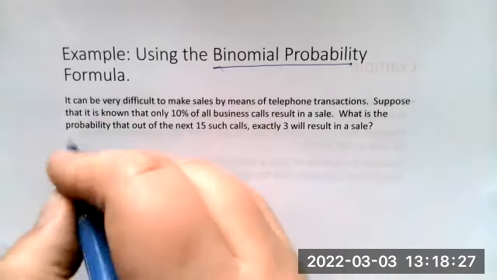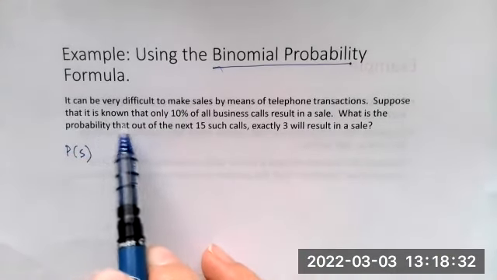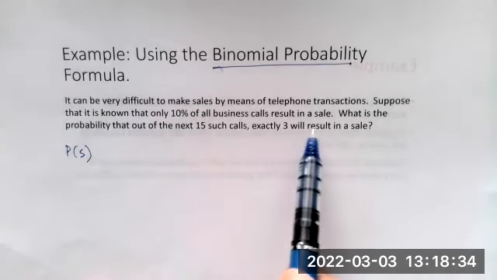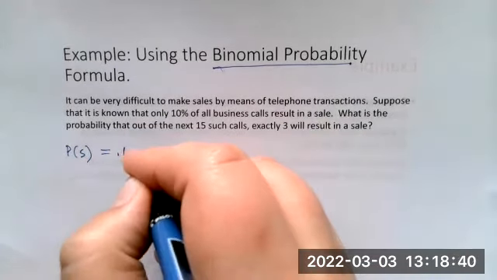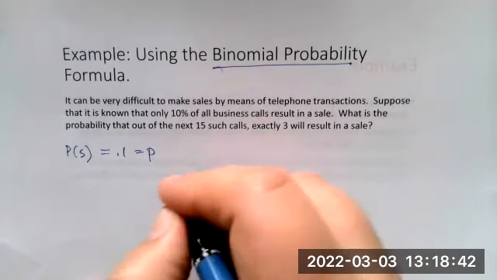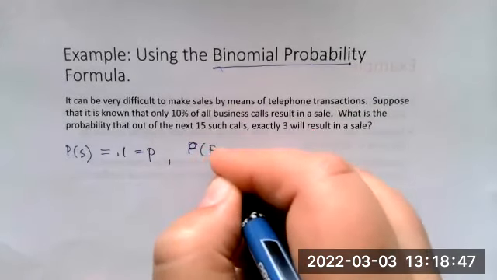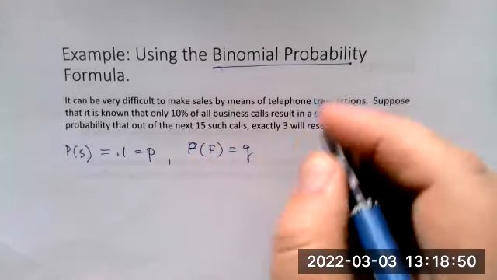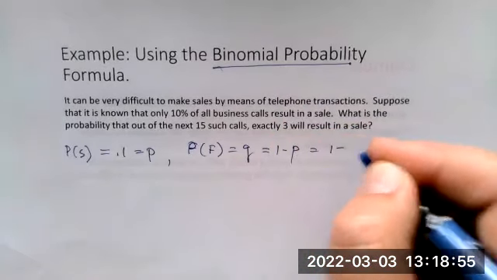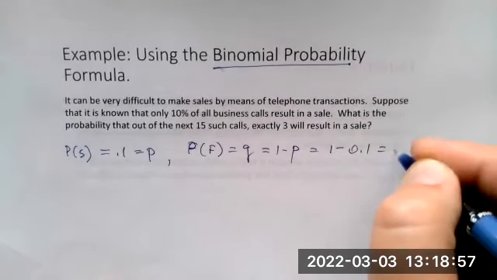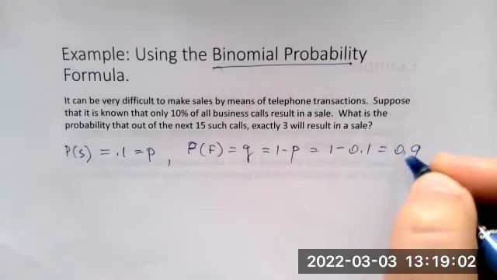Now, do we know what the probability of success is? Well, yes, it's known that only 10% of business calls result in a sale. So the probability of success is 10%, which is our lowercase p. Now, what is the probability of failure then? Probability of failure, which is denoted by lowercase q, is 1 minus p. So that's 1 minus 0.1, which is 0.9. That's the value of q, or probability of failure.